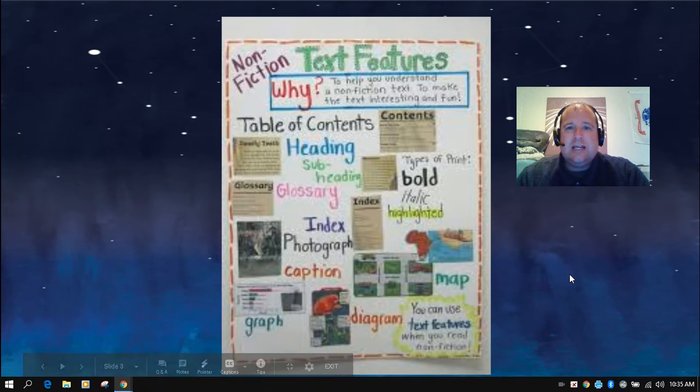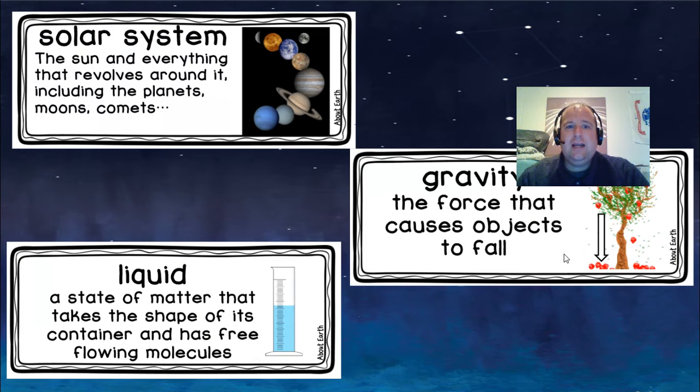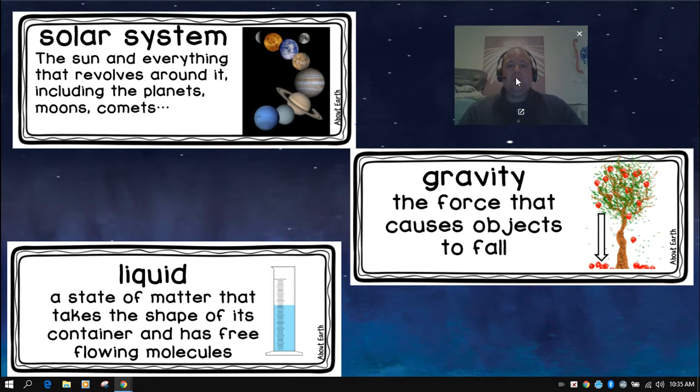You can use the text features as you're reading the nonfiction text to help you better understand what the main idea is of the text. Let's give it a try today. So as we're reading today, here are 3 vocabulary words that you may be familiar with, you may not be. Solar system, the sun and everything that revolves around it, including the planets, moons, and comets.